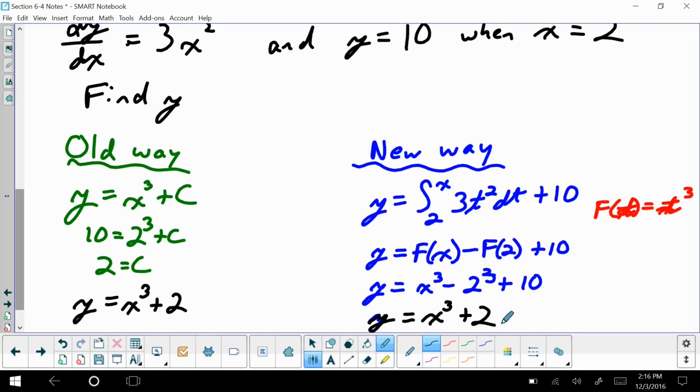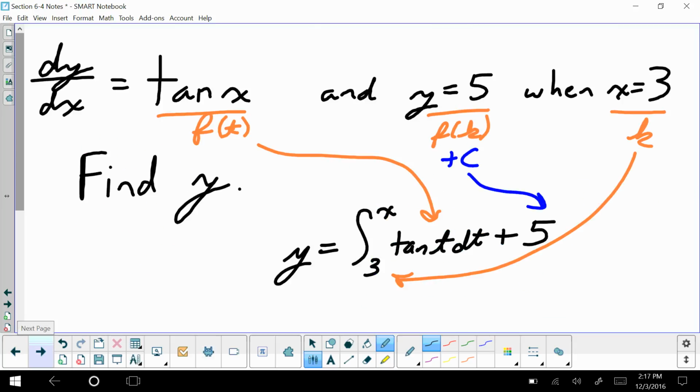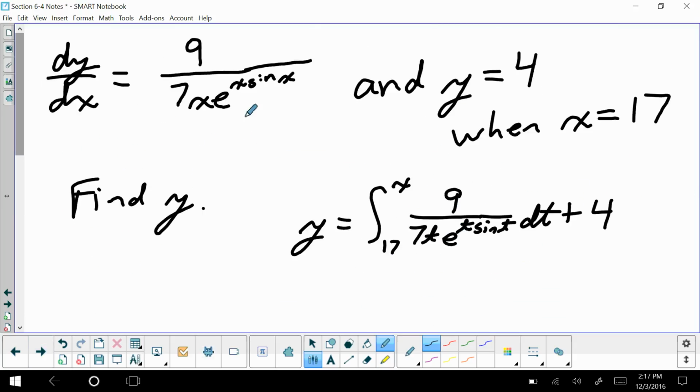I will admit most people tend to stick with the old way when finding a particular solution for these, but we have to realize we may not always know the exact antiderivative, in which case using the integral defined function is useful. So for example, this last example, here we actually don't know the antiderivative of this. And so we can't actually evaluate this definite integral that we have in our function, so we have to leave it this way. And that is our function then.